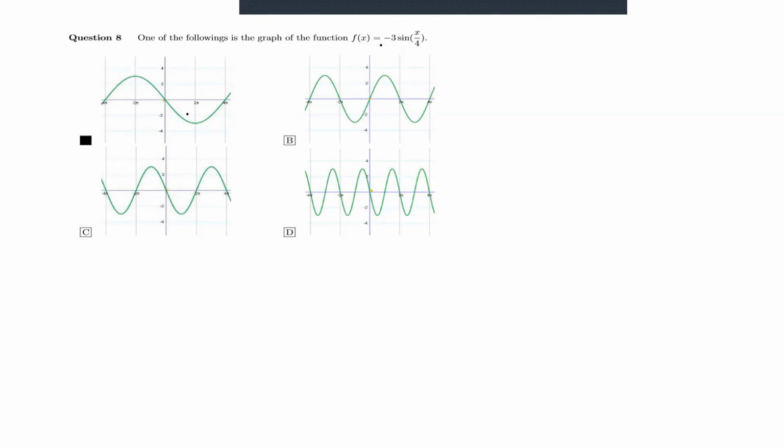Here we start, the coefficient is negative. So since the coefficient is negative, the sine passes through the origin and then must decrease, because A is negative. So it must decrease and then increase. So this cannot be the right answer. It must decrease first after the origin, because here we have a negative number.